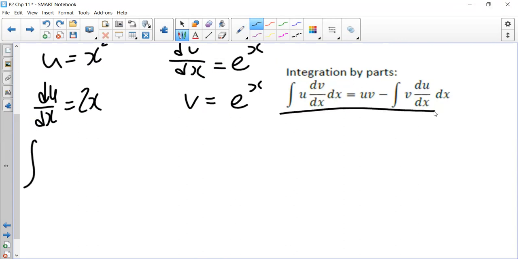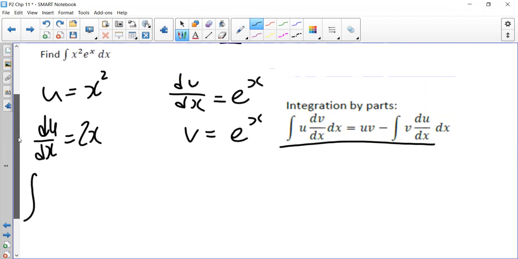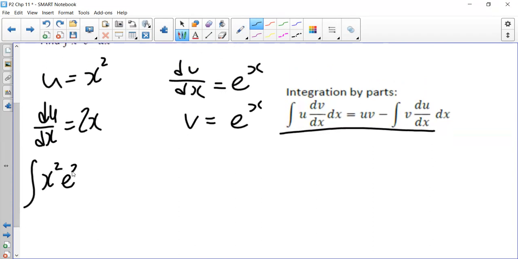It's given in the formula booklet, page 6 or page 7, I can't remember. So the question was the left-hand side, x squared e to the power of x. Do you write the left-hand side? Remember, do you write the left-hand side? Equals uv. So the formula tells me to write the left-hand side, which is the question, then equals uv.